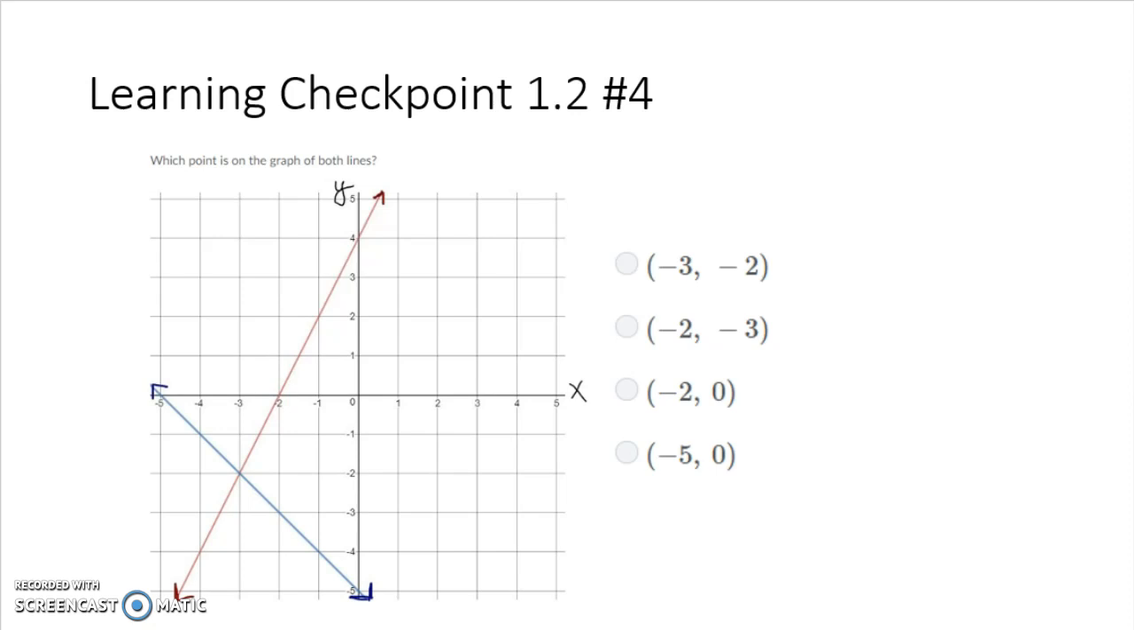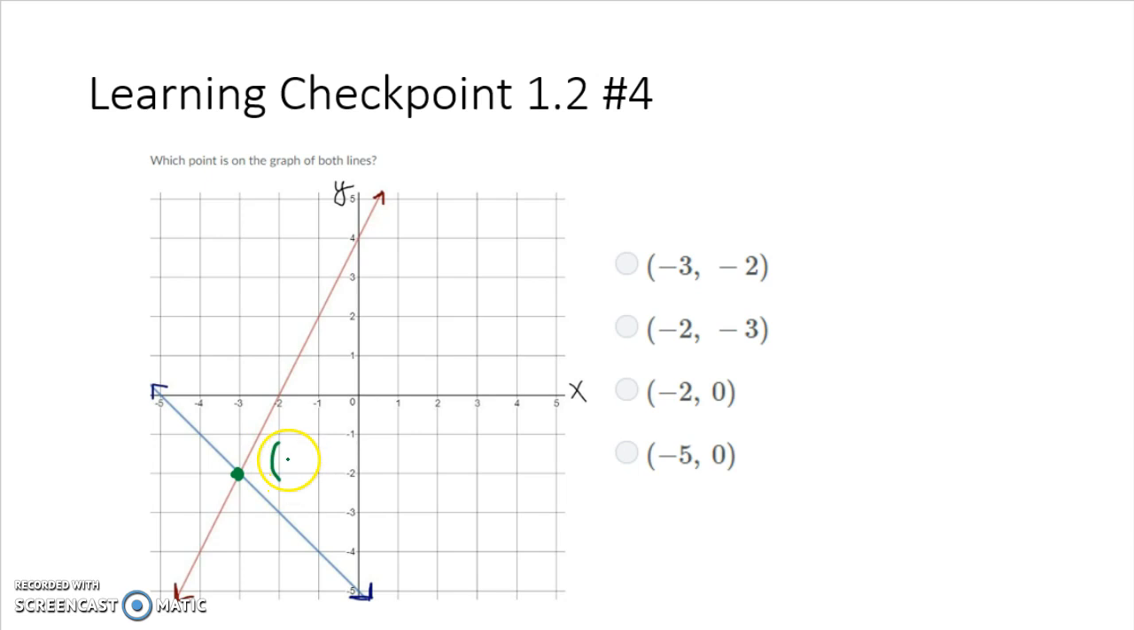The last question from Learning Checkpoint 1.2 says, which point is on the graph of both of the lines? In order for two lines to share a point, that means that they have a common solution. So I'm literally just going to look for the place where my lines cross each other, where that red and that blue line cross, and it's at this green point right here, and you need to label the point correctly.